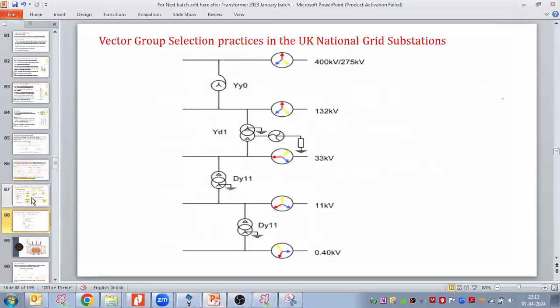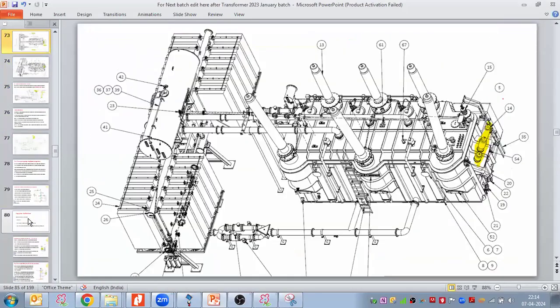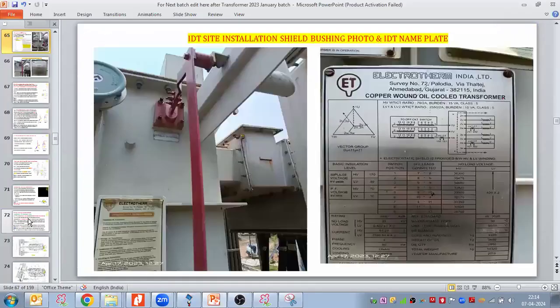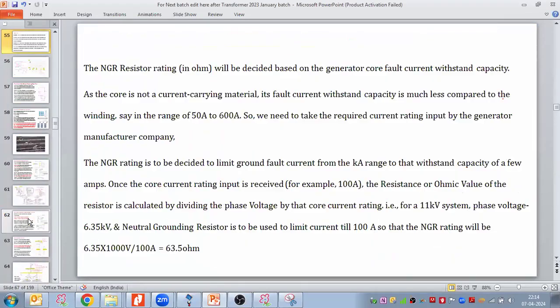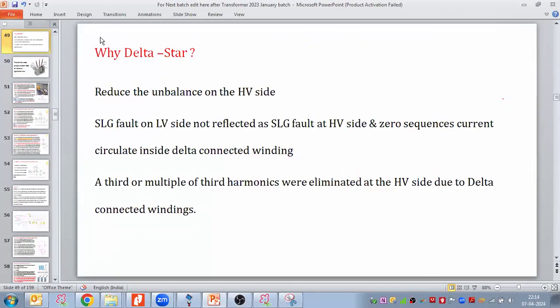Okay. Now I hope that this vector selection, these parameters are okay for all of you. Please let me know if it's okay. We can move to the next parameter.